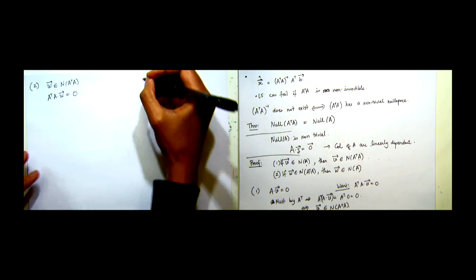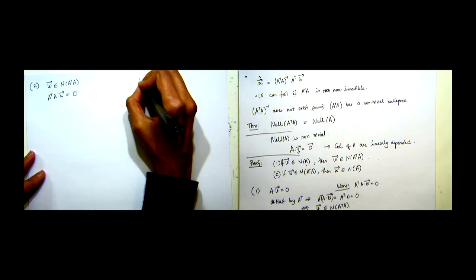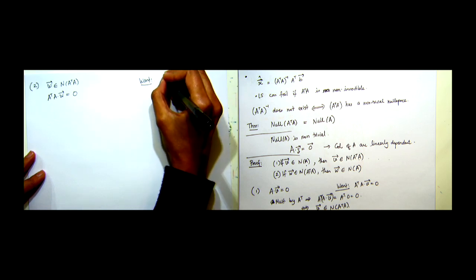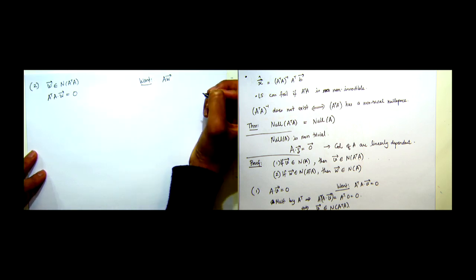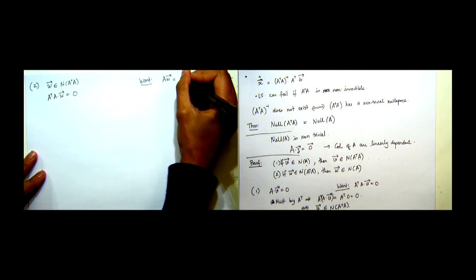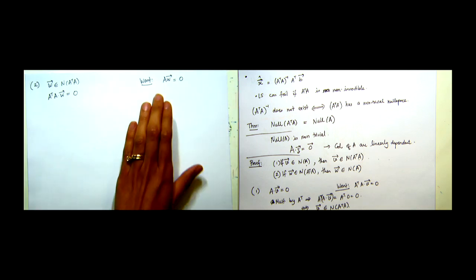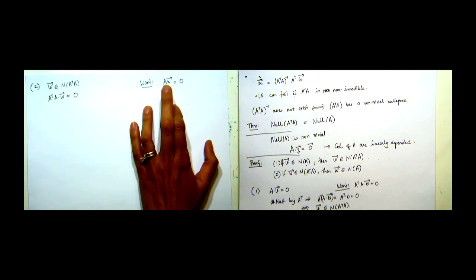Right here, I want to say that W belongs to the null space of A transpose A. So that tells me that A transpose times A times W is equal to 0. What do I want? I want to look at this A times W, and I want this to be equal to 0. Does everyone understand why A times W equal to 0 is what we want?